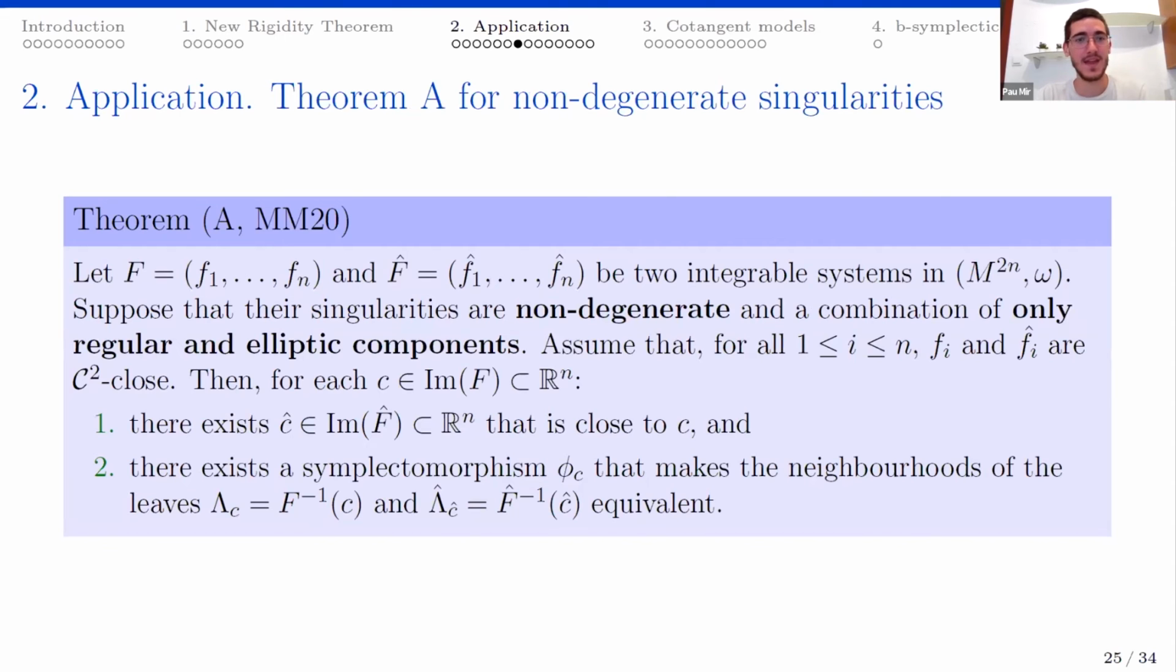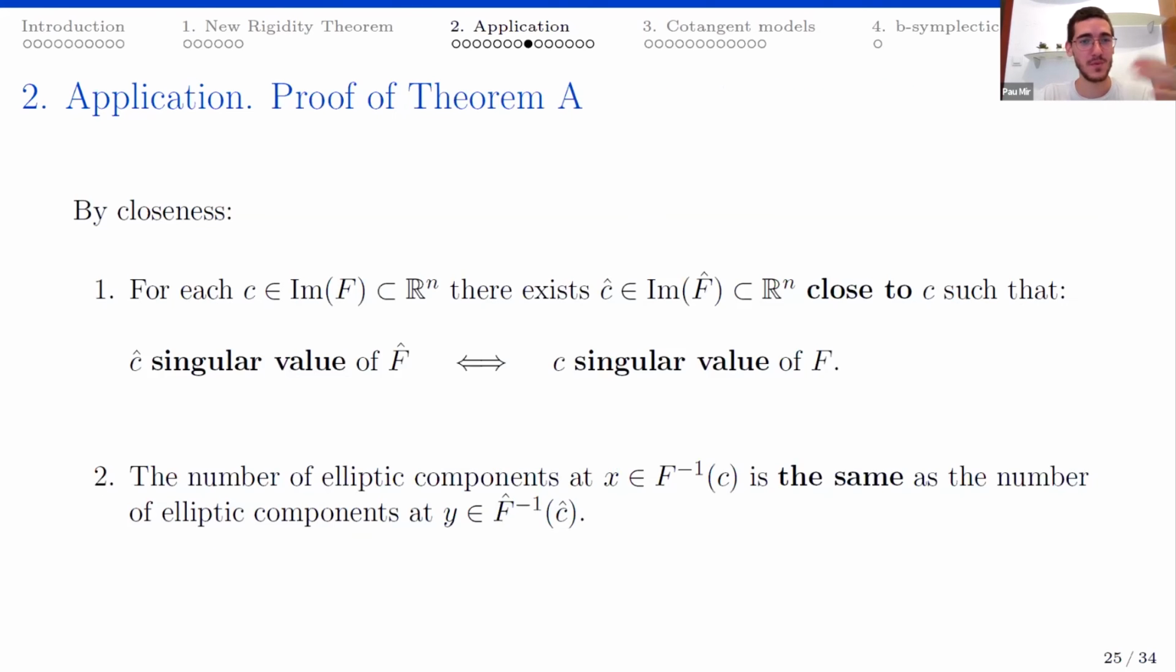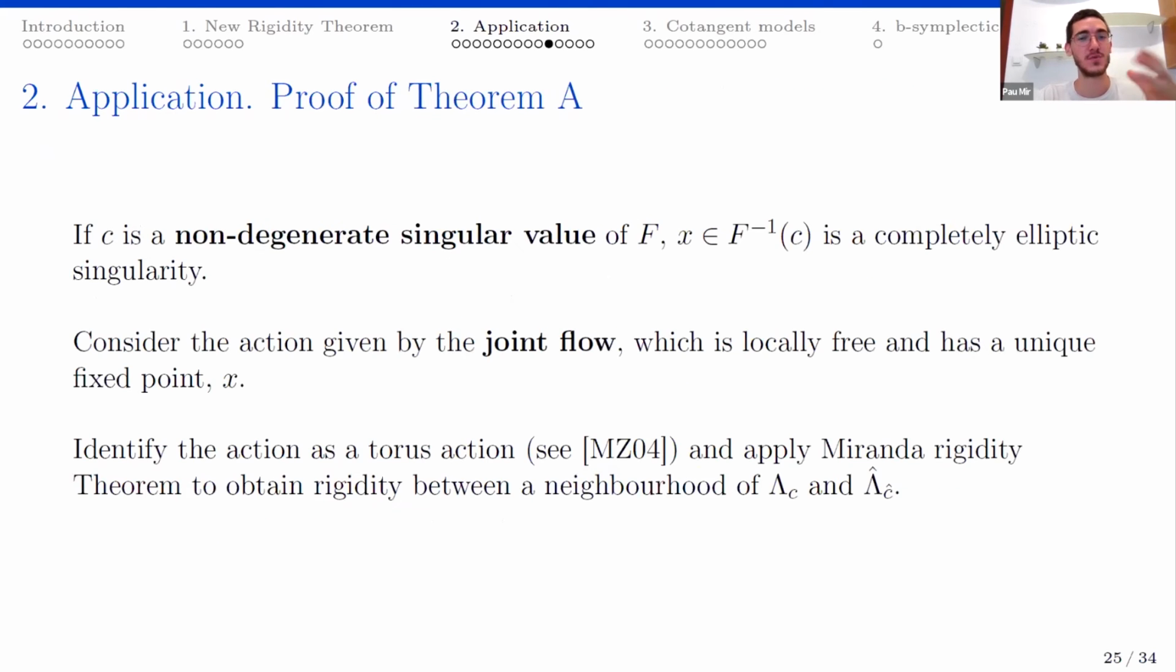This is Theorem A fully expanded with the proof. I will skip this proof for today, but you can find it in our article with Miranda published in the Journal of Geometry and Physics.